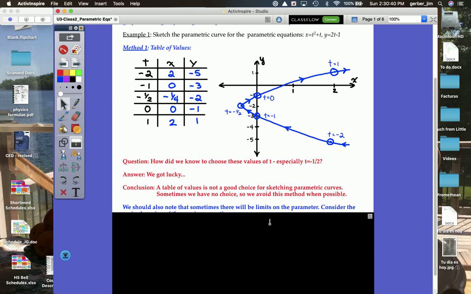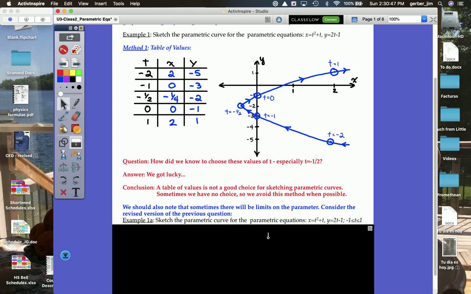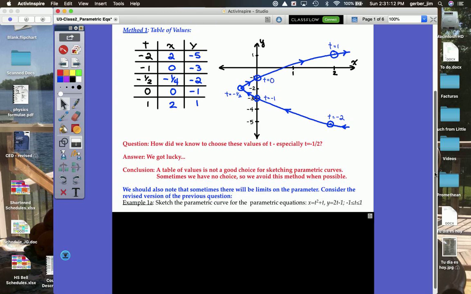I should also point out that sometimes there will be limits on the parameter. Okay, so let's consider this revised version of the same problem. Notice here we're asked to sketch the parametric curve for the parametric equations x equals t squared plus t and y equals 2t minus 1. That's exactly the same question we just had, except now t is only going between -1 and +1. So this set of values up here would no longer be considered. All of these would. And how does that affect our curve?